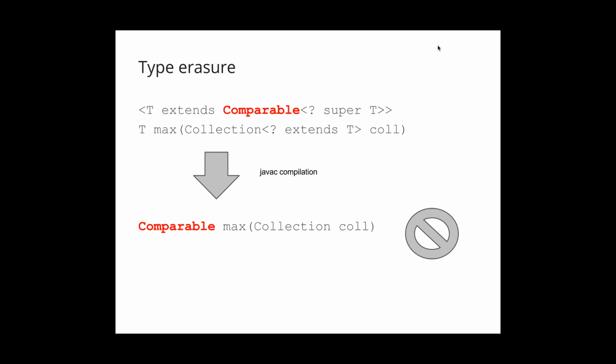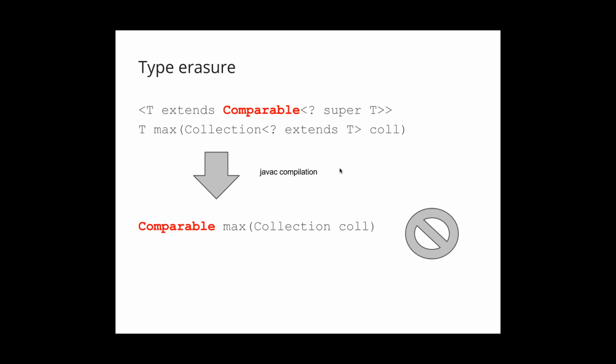Unfortunately, the way generics are implemented in Java is that they're erased, which means the generic information is lost at compilation time. So the only thing the compiler will generate is a signature that says, well, I've got a max method that takes a collection and returns a comparable object back. Unfortunately, this breaks binary compatibility because the signature of max is now different.